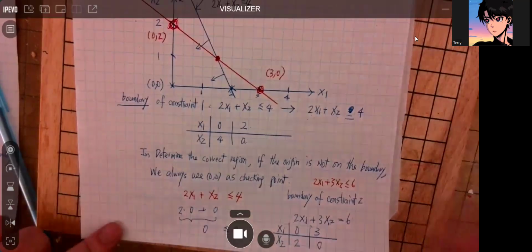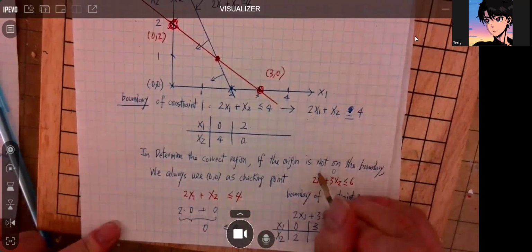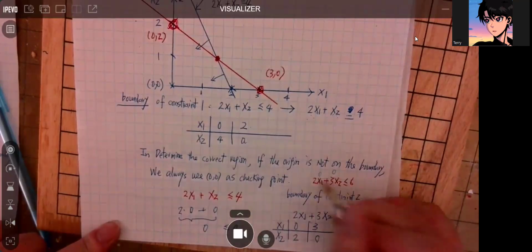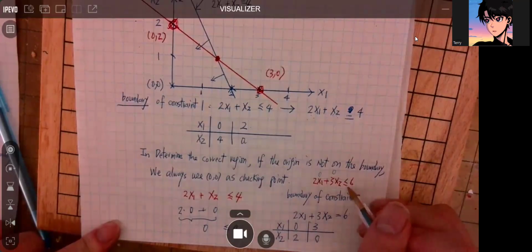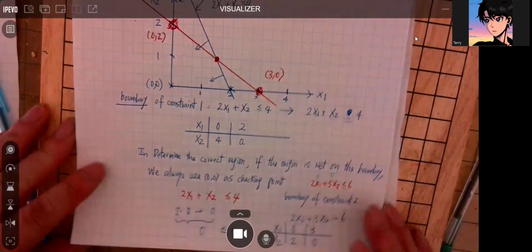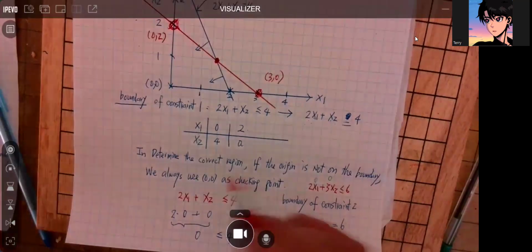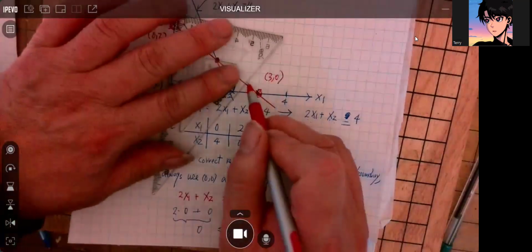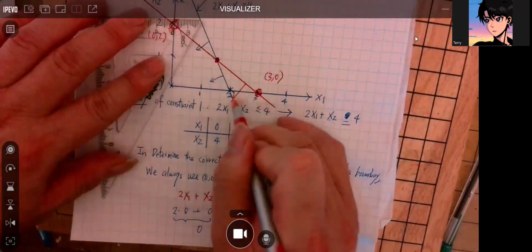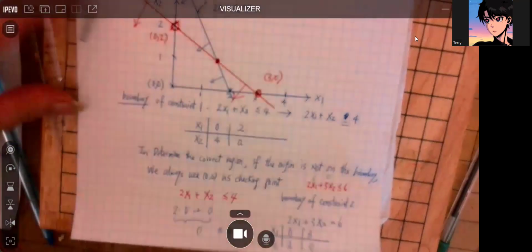So when you put 0, 0 here, 2 times 0 is 0, 3 times 0 is 0. 0 plus 0 is 0. 0 is, of course, less equal to 6. Okay? So this is the area we're looking for. It goes this way, the same direction as the origin.